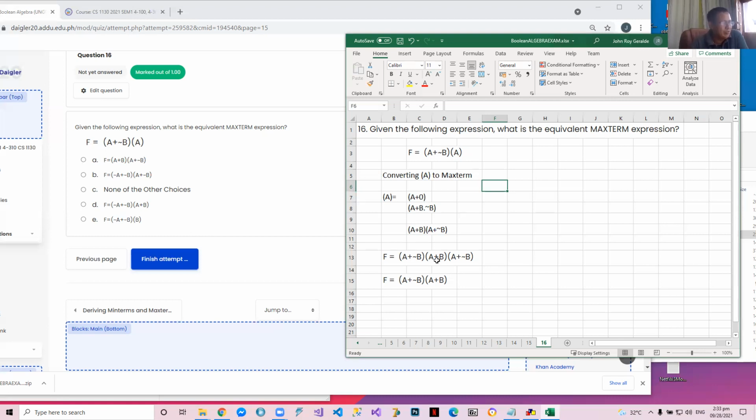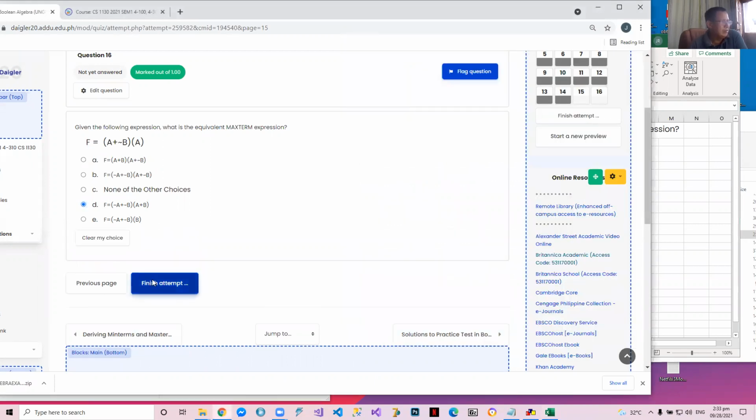So we distribute addition, we have A plus B and A plus not B. And we substitute this to A, so we have A plus not B. The original A is substituted. And take note that the third is similar to the first. So therefore, we just combine them together, because X and X is equal to X. So this is the max term form. So this is A plus not B, A plus B. So this is letter B. Okay.